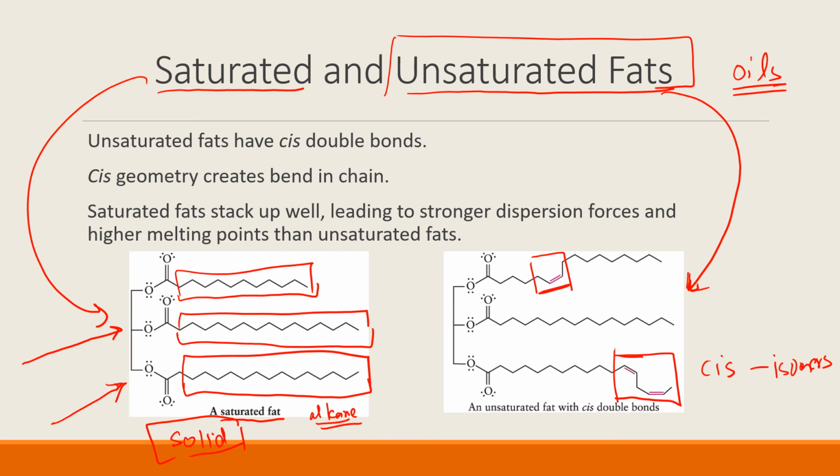Examples of saturated fat are butter or lard, and as we know, both butter and lard are solid at room temperature. Examples of unsaturated fat are olive oil or canola oil, and most of the oils are examples of unsaturated fats, and we can see that they are liquid at room temperature.